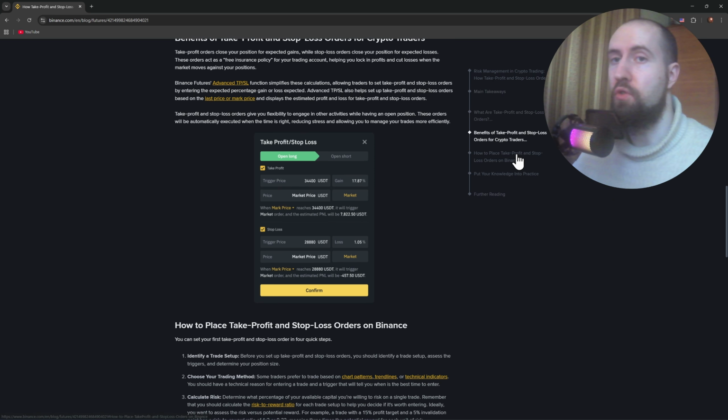And then Binance offers two stop types. Stop market, safest, always closes your trade. Stop limit, more control but may fail during fast moves. For most traders, stop market is recommended.